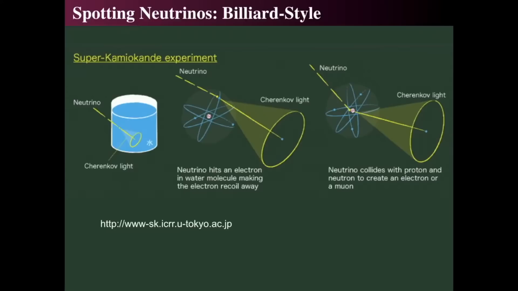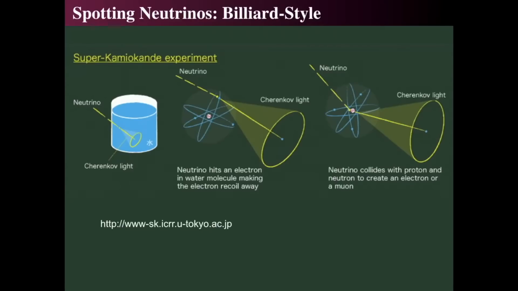Now, if an electron is moving inside a medium like water faster than the speed of light in water, you get this interesting effect called Cherenkov light. Cherenkov light is produced by a charged particle moving inside a medium faster than the speed of light in that medium. So you get this strange cone ring effect.